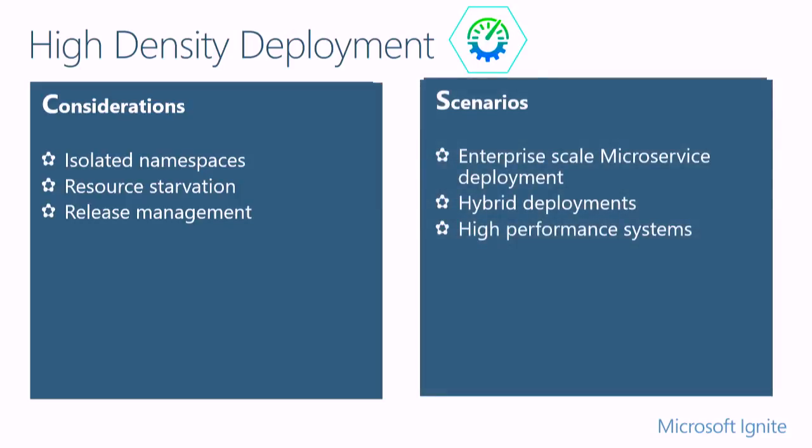Some of the scenarios where you would want to use high-density deployment is where you want to deploy your applications at a scale in an enterprise in a cost-efficient manner. Also, when you're doing hybrid deployments, wherein many of your microservices are co-located in a cluster, you would want to use this. Of course, it improves performance, reduces costs, because you can target your microservices to a particular cluster configuration. Let's move on to the next scenario.